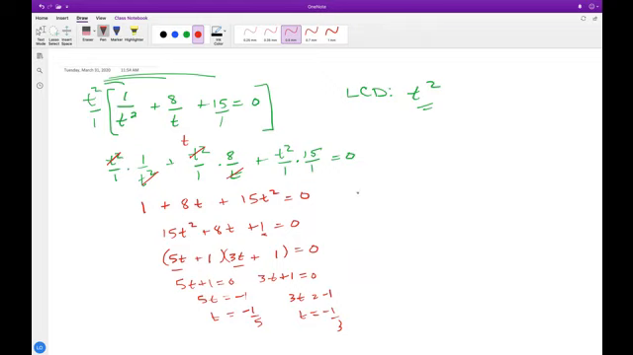And then again, remember, what can't t be? We kind of want to think about that domain on the variable t. So t, again, can't be 0. So neither of my answers are 0, which means I do get 2 solutions, negative 1 over 5 and negative 1 over 3.